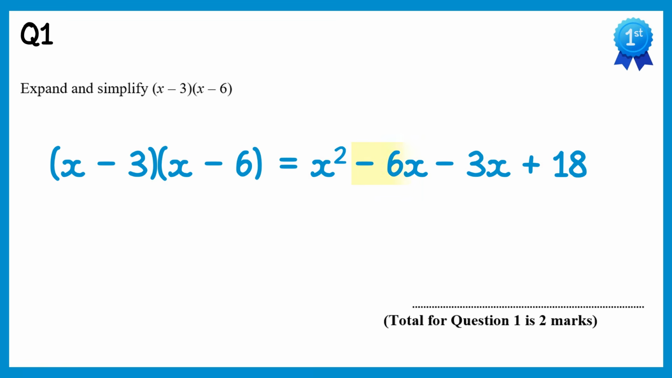Here we just need to simplify. We've got a negative 6x, a negative 3x. That'll give you negative 9x. So the final answer to this question is x squared subtract 9x plus 18.